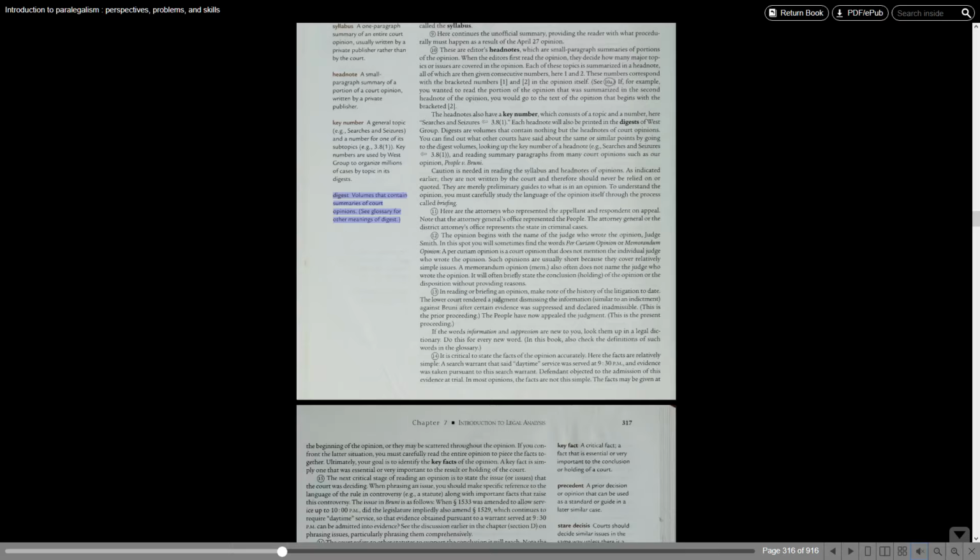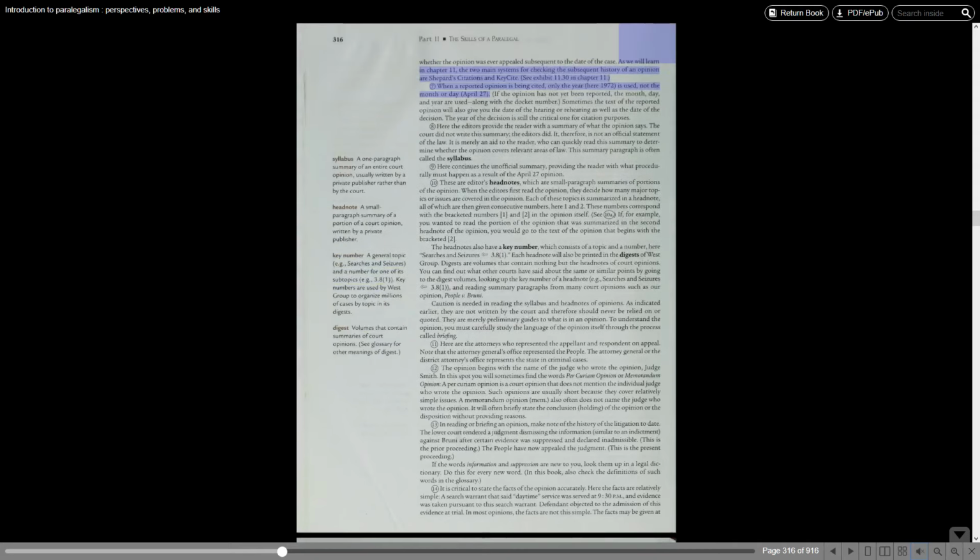Whether the opinion was ever appealed subsequent to the date of the case. As we will learn in Chapter 11, the two main systems for checking the subsequent history of an opinion are Shepard's Citations and KeyCite. See Exhibit 1.30 in Chapter 11. When a reported opinion is being cited, only the year, here 1972, is used, not the month or day, April 27th. If the opinion has not yet been reported, the month, day, and year are used, along with the docket number. Sometimes the text of the reported opinion will also give you the date of the hearing, or rehearing, as well as the date of the decision. The year of the decision is still the critical one for citation purposes.